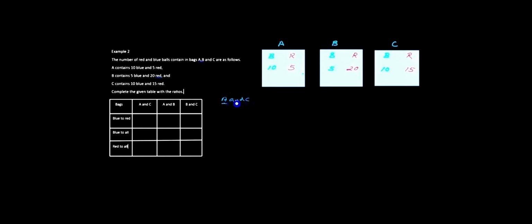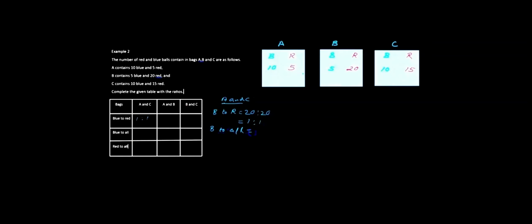In the first row, the ratio of blue balls to red balls should be entered. In the first cell of row 1, the ratio of blue to red in bags A and C should be entered. In bags A and C there are 20 blue balls and 20 red balls. So in A and C, blue to red equals 20/20, equals 1:1.